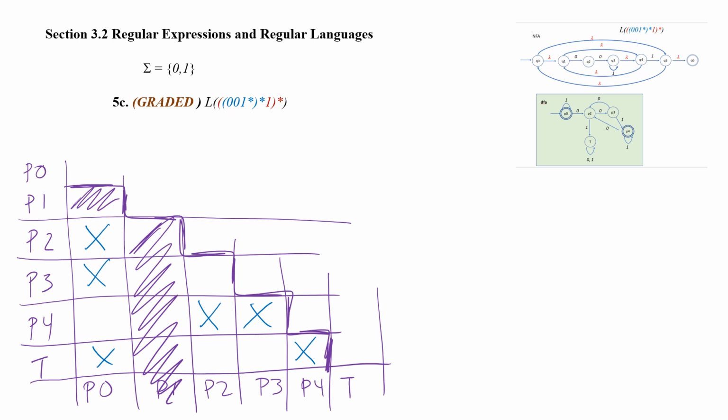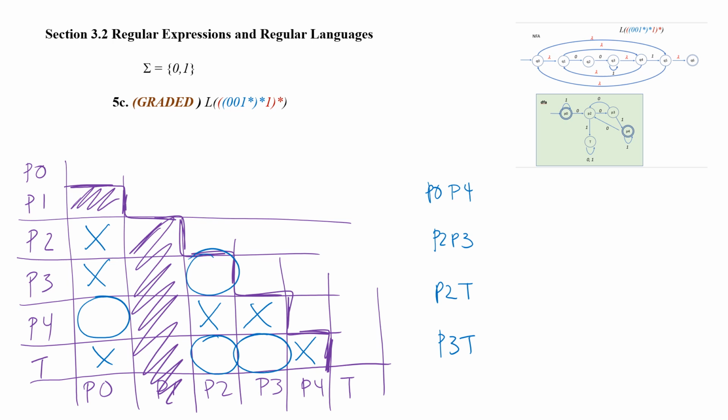So I could combine P0, P4, those could possibly be combined. That's this one right here. I could possibly combine P2, P3, that is right here. I could possibly combine P2 and the trap, that's right here. And I could possibly combine P3 and the trap, and that is this right here. So then you just go through and you check.